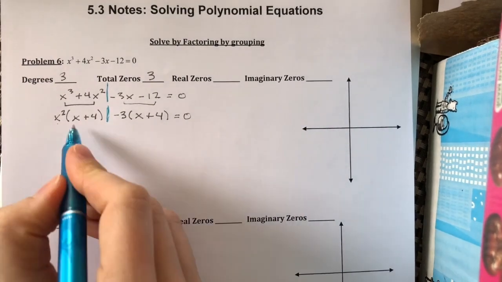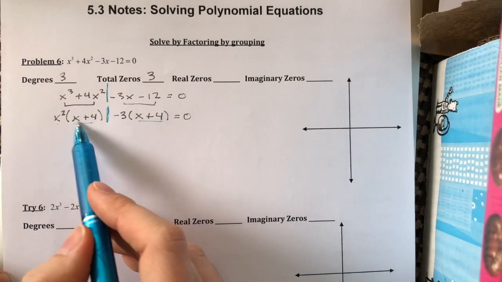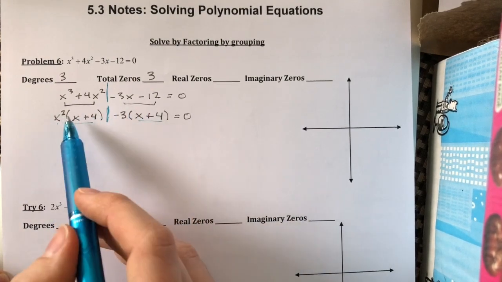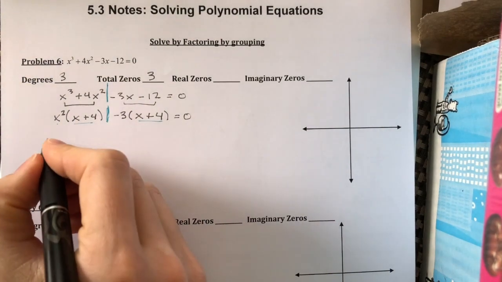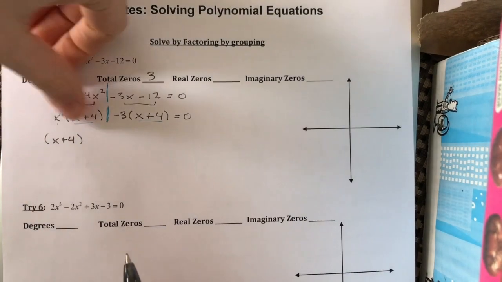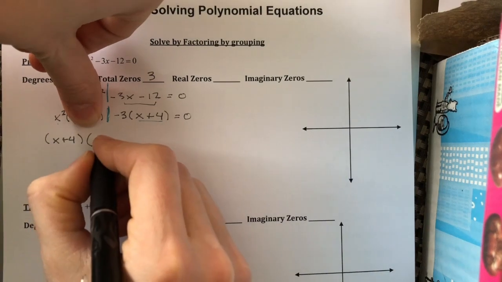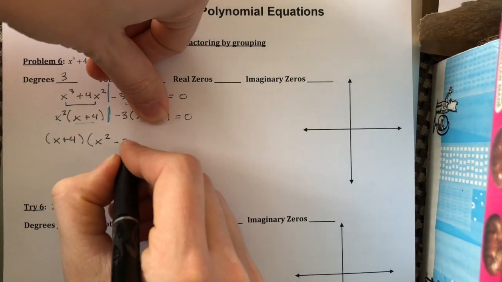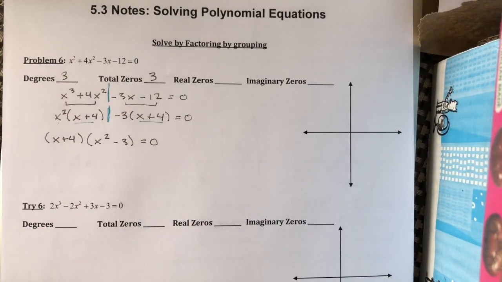Do you see how this factor and this factor are the same? This big parentheses is now the GCF of these 2 terms. So let's pull that out to the front. So I pull out that x plus 4. If I cover it up on this side, the only thing that's left is x squared. And if I cover it up on this side, the only thing that's left is -3. And that's it. You have factored by grouping.